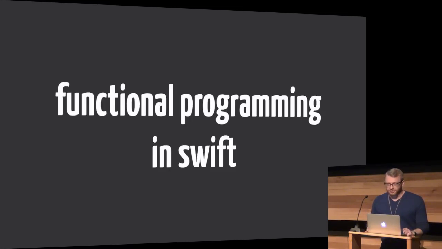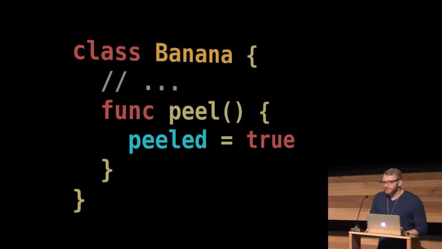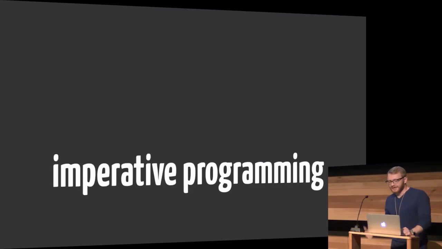And I'm excited by all the interest in it. And that's not necessarily because all the code that I write is super functional, right? I'm a banana kind of guy. And sometimes when I peel my bananas, it mutates the state of the banana. That's kind of like the code that I still write. It looks just like my Objective-C. It's kind of embarrassing and stateful. And it doesn't have any of the elements that Natasha was talking about, like pure functions or not mutating state. So here I am in imperative land.